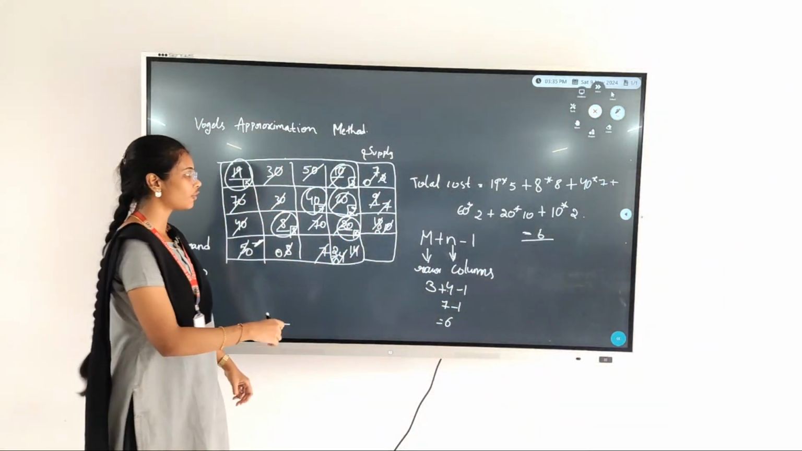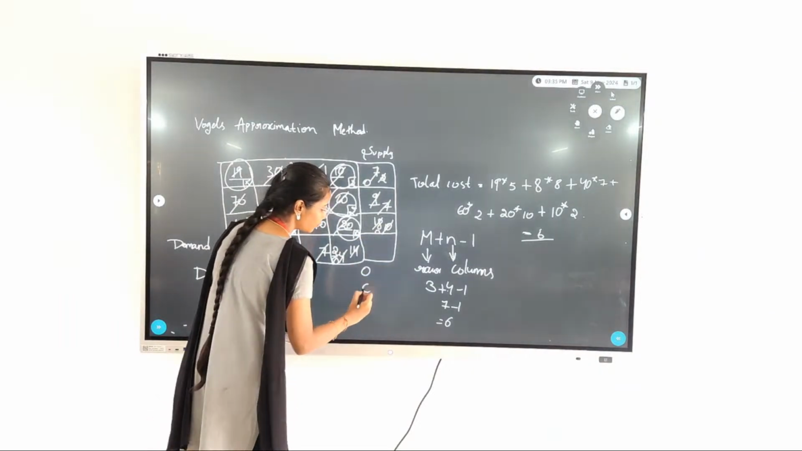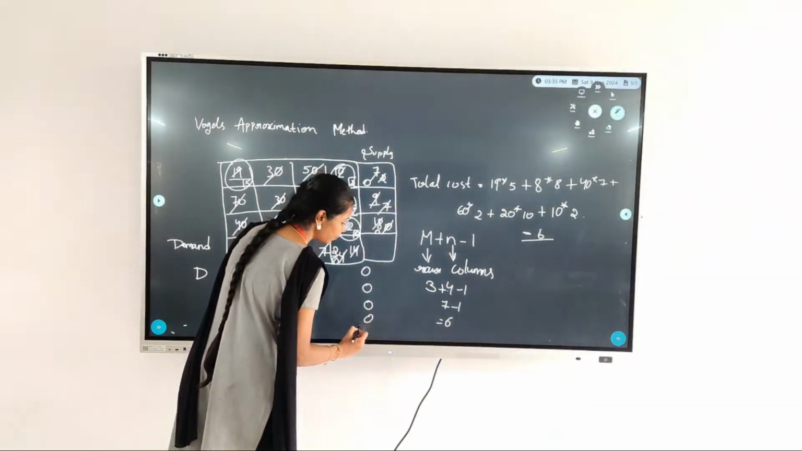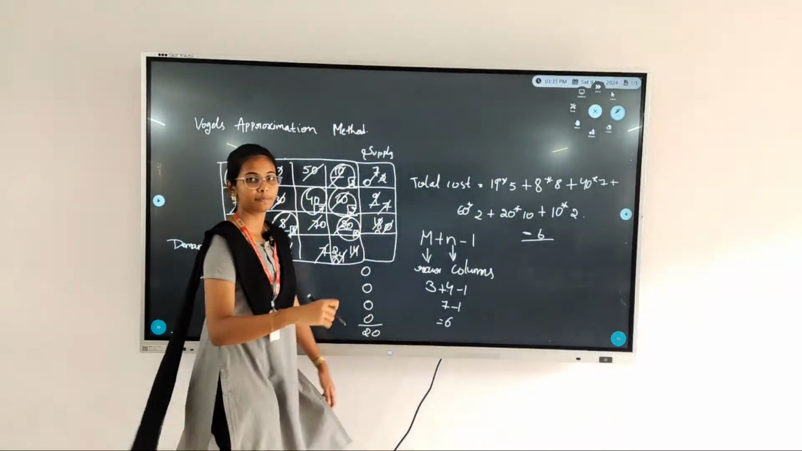In case of unbalanced, we write another column, we indicate all zeros and we write the difference between them. If the difference between them is 20, we'll write 20.